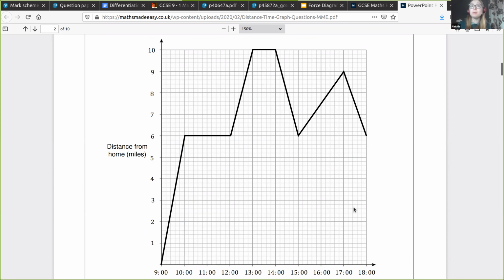Now, we also have to be able to draw them. An example of that is given in the worksheet that accompanies this video, but it's exactly the same. We think about the motion that is happening and we use that to plot our distance time graph. So that was a very quick summary of distance time graphs.